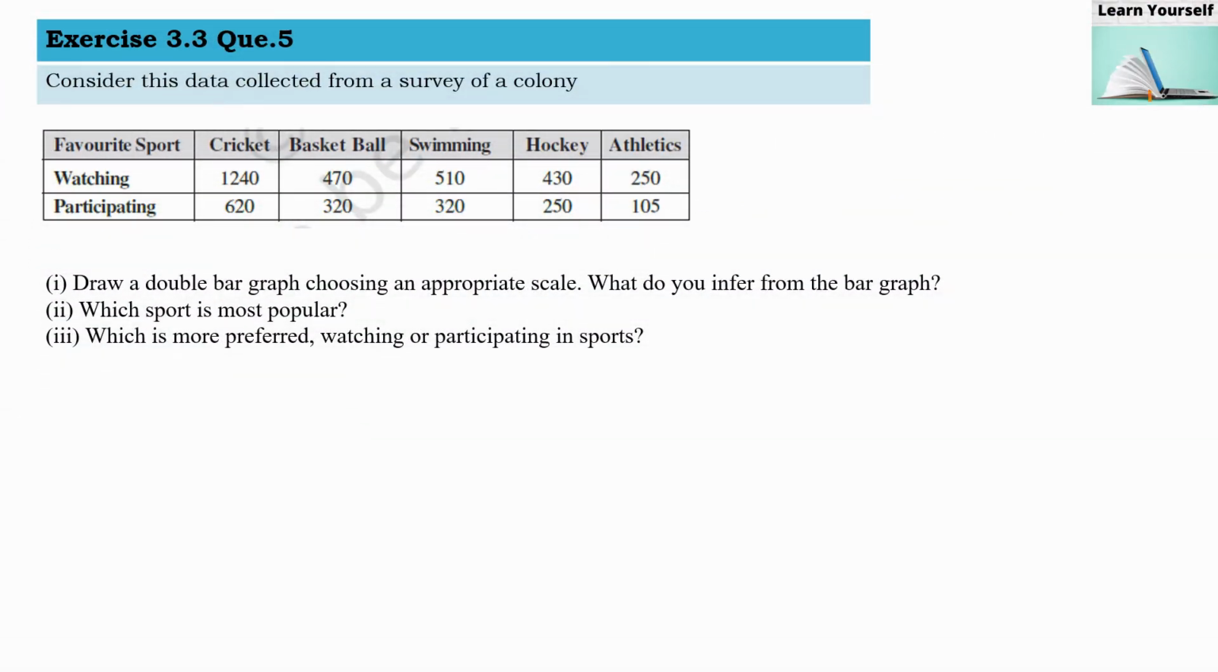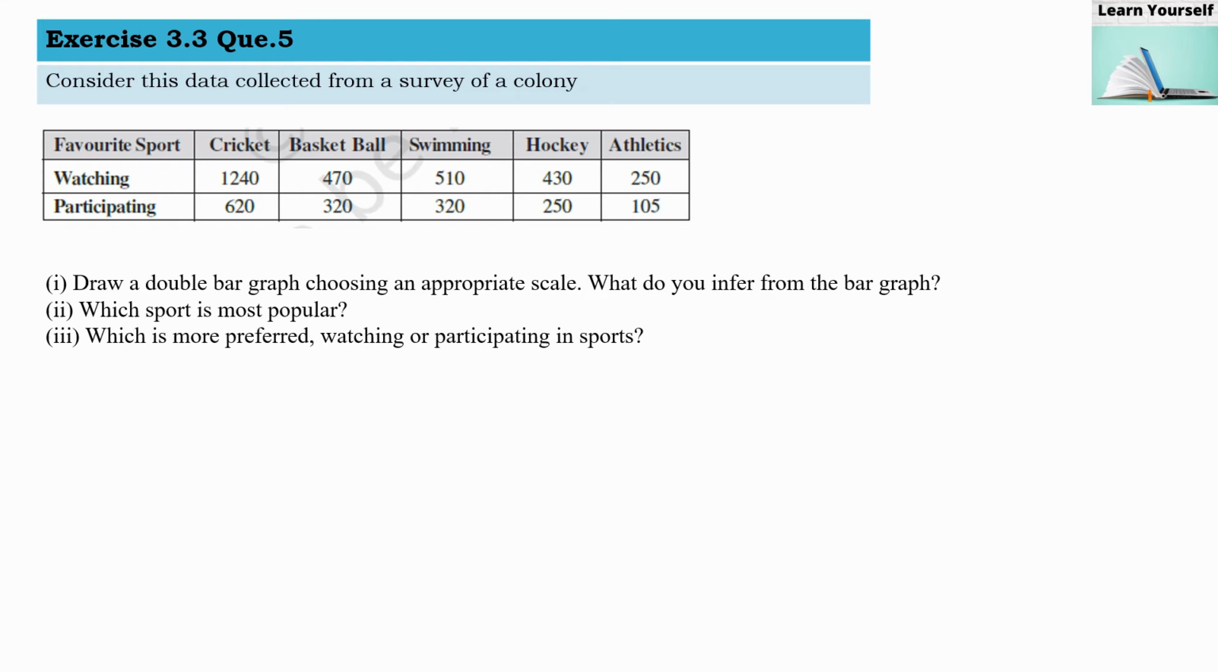Exercise 3.3, question number 5. Consider this data collected from a survey of a colony in which they are showing people watching their favorite sport and people who are participating in their favorite sport. So here sports they have given are cricket, basketball, swimming, hockey and athletics. So based on this we have to draw a bar graph.